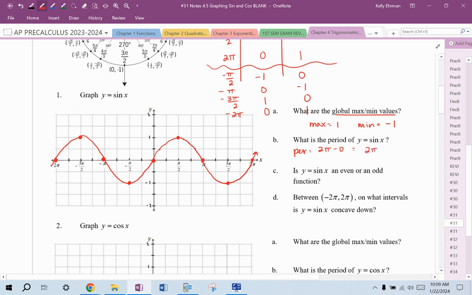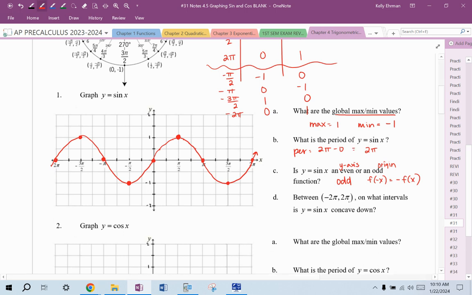Is y equals sine x even or odd? So remember, even is y-axis symmetry, and odd is origin symmetry. All right, so this looks like origin symmetry to me, right? We've got this point up here, x, y. We've got negative x, negative y down here. So sine is an odd function. That means that f of negative x should equal negative f of x. The point that's at negative pi over 2 should be the negative, negative times the point that's at pi over 2. Or the point that's at negative 3 pi over 2, multiply that by negative 1, you get the point at 3 pi over 2.